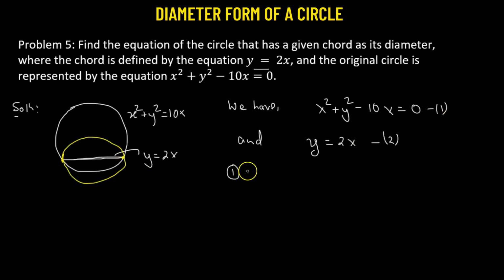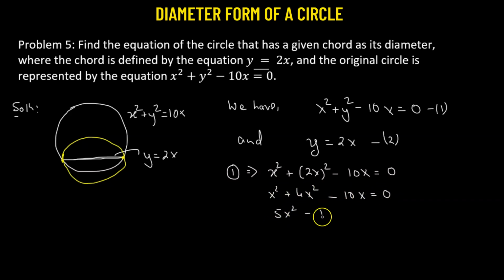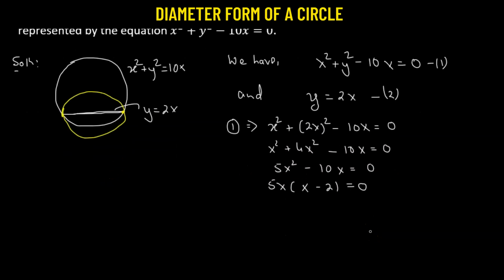So we'll start with equation number 1. All we have to do is replace the value of y with 2x. So we're going to get x squared plus (2x) whole squared minus 10x equals 0. We get x squared plus 4x squared minus 10x equals 0, or 5x squared minus 10x equals 0. We'll take 5x as the common factor, so we have 5x times (x minus 2) equals 0. Solving for x, we get x equals 0, or x equals 2.